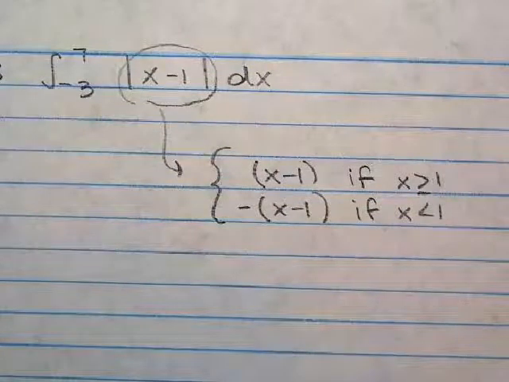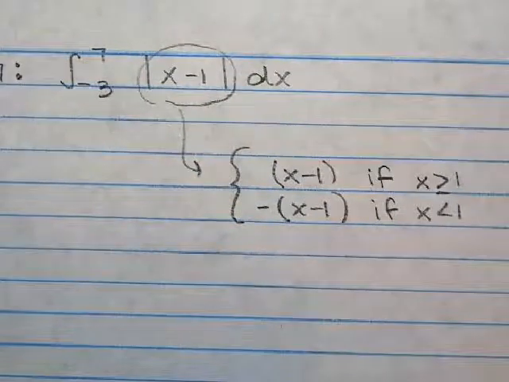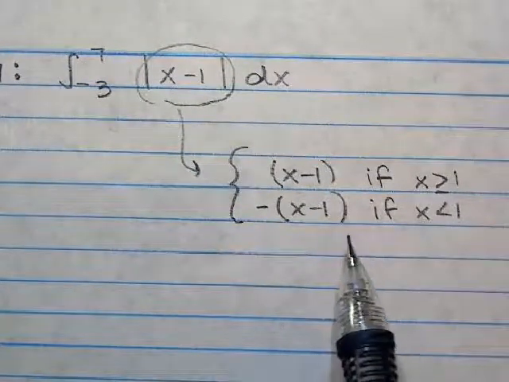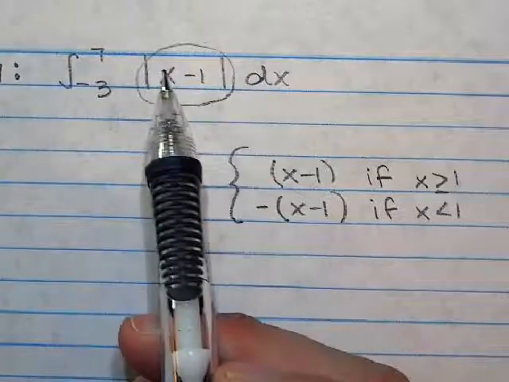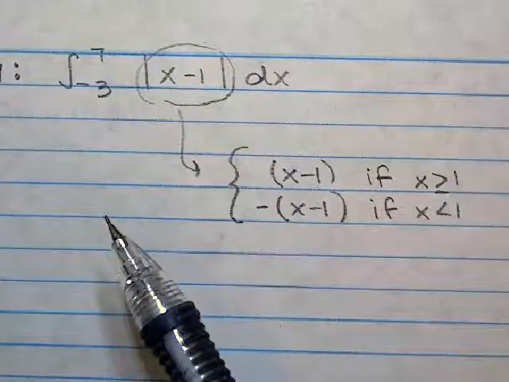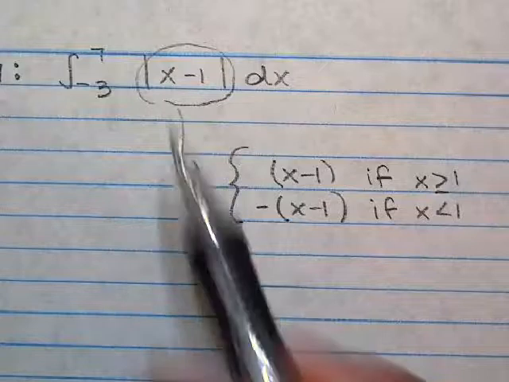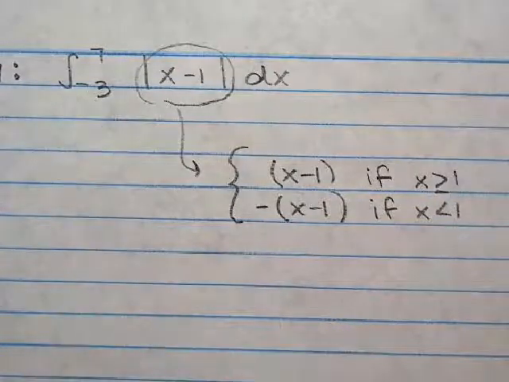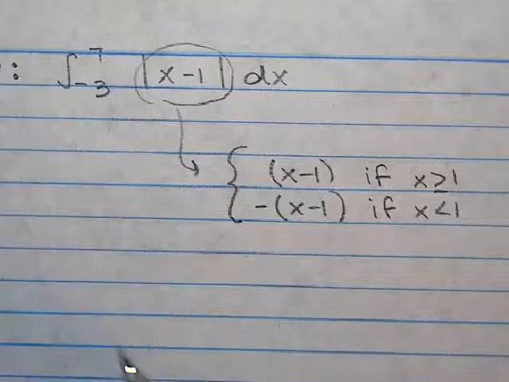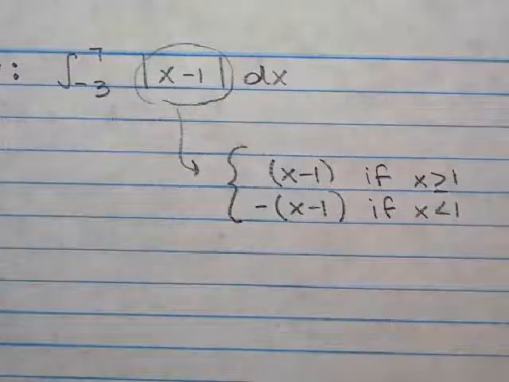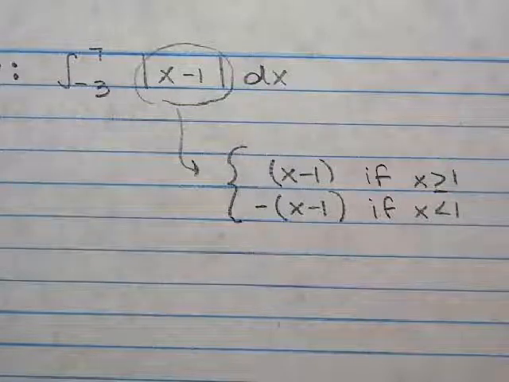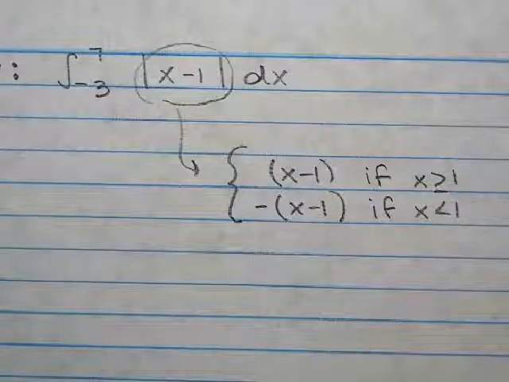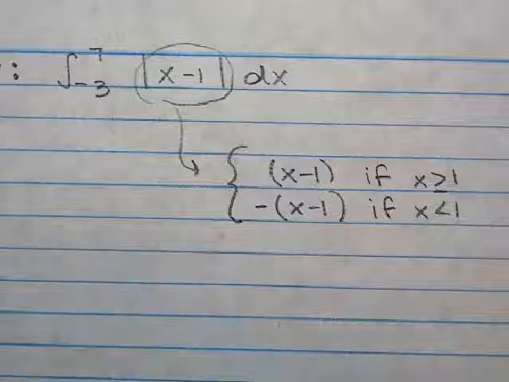Okay, so to apply this to a situation where we're finding the area under the curve, we're going to break up this interval to the left side of 1 and the right side of 1. So we're going to have one interval that's from -3 to 1, and then the other interval is going to be from 1 to 7. Does that make sense? Okay.